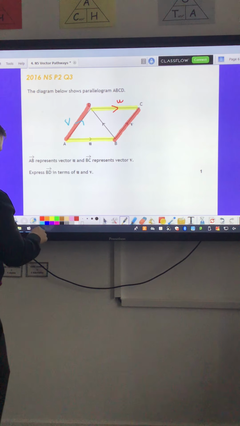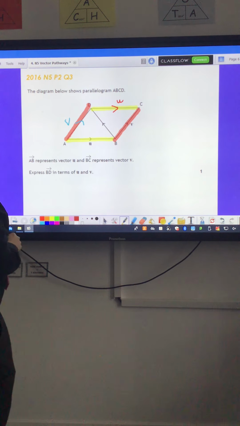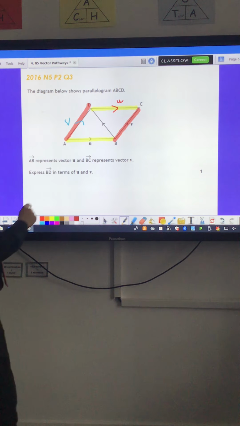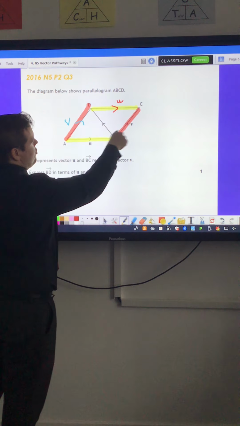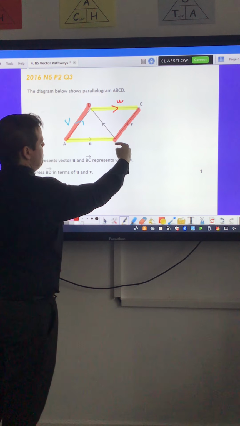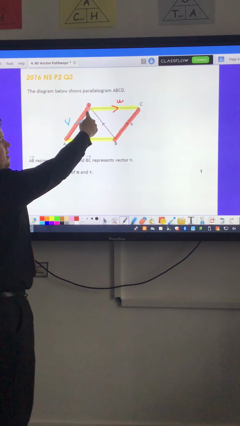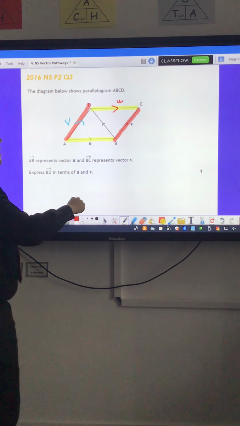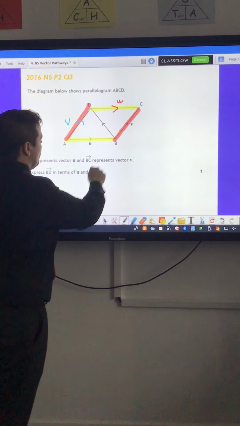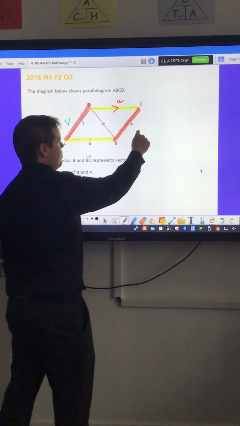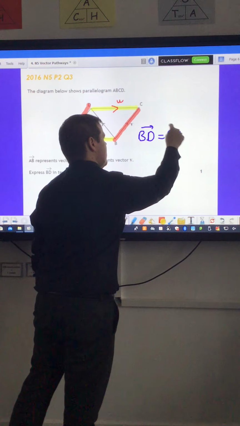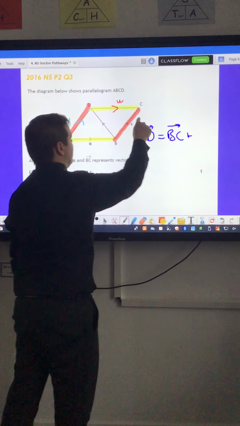Okay, so express BD in terms of u and v. Well, how do I get from B to D? Well, I've got to use the information I know, so I can either go from B to A, then A to D, or I can do B to C, then C to D. Either's fine. I am going to go for going up here first. So BD is BC plus CD.